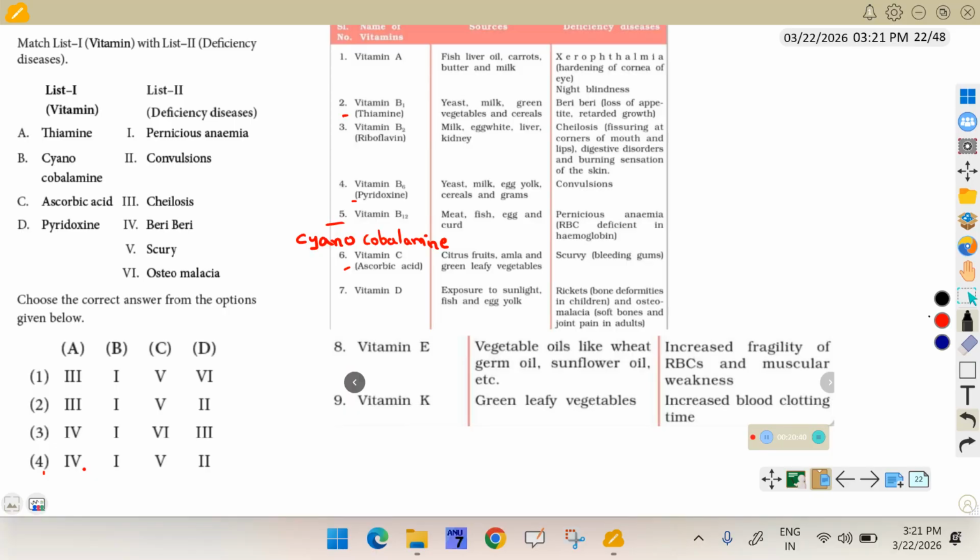See the next question. Thiamine means vitamin B1. Vitamin B1 deficiency is beriberi. Cyanocobalamin. Cyanocobalamin is vitamin B12. Anemia. Ascorbic acid, vitamin C. Scurvy. So the fourth option is the correct option. Once check vitamins deficiency.